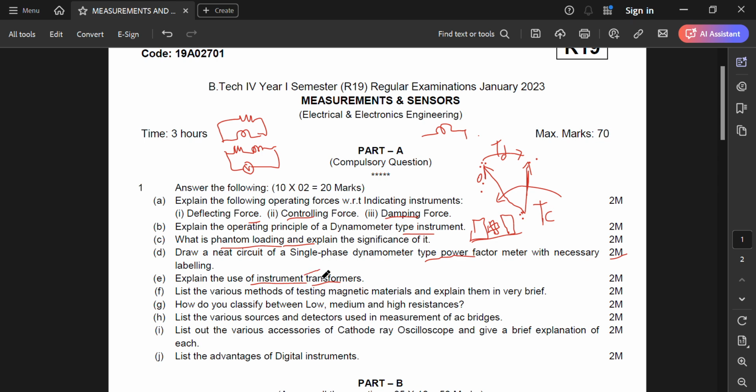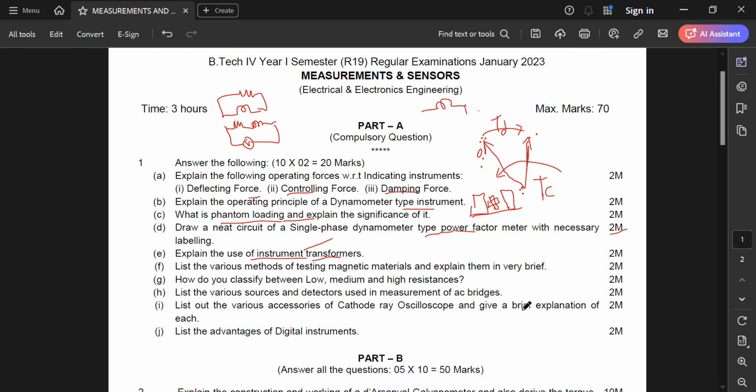Instrument transformers are two: CT and PT. For the CT the current coil, and for the PT the pressure coil, we have to draw like that. Similarly, we have to represent a diagram for each and every one. Then the examiner will award you 2 out of 2 marks. Keep that in mind.